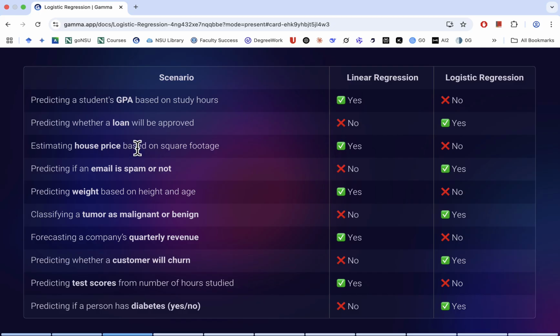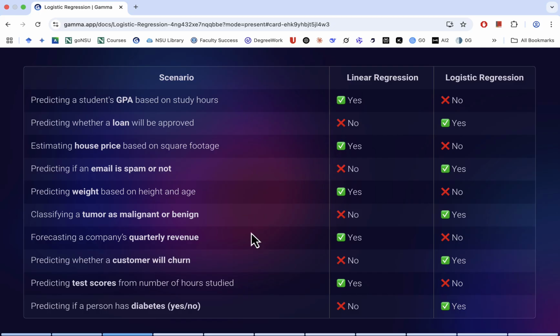Estimating house prices based on square footage. House price is a continuous variable, therefore linear regression will apply. Predicting if an email is spam or not, that's categorization, yes or no, therefore logistic regression will apply. Predicting weight based on height and age. Weight is a continuous variable and therefore linear regression will apply. Classifying a tumor as malignant or benign, that's categorization and logistic regression will apply.